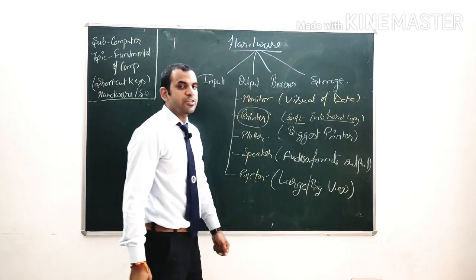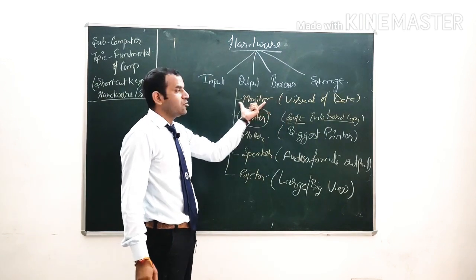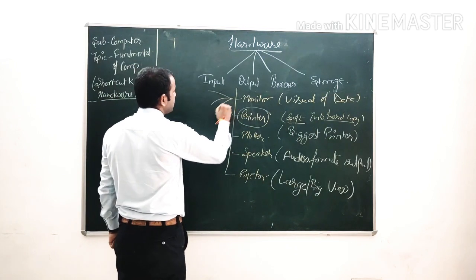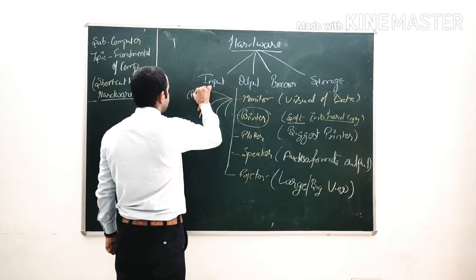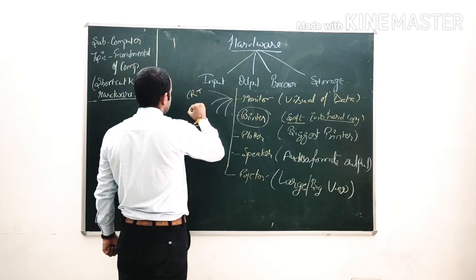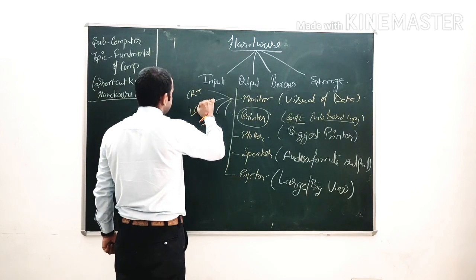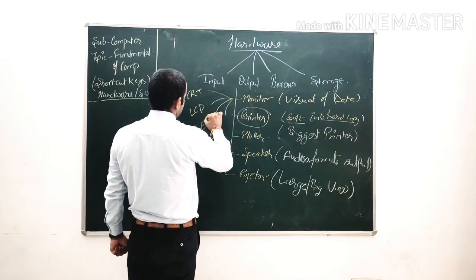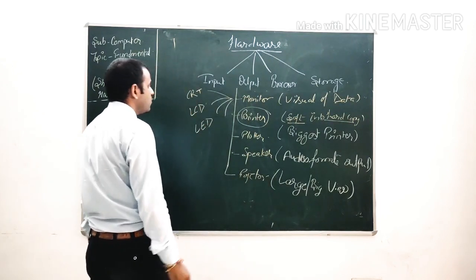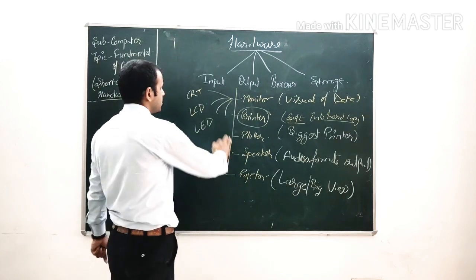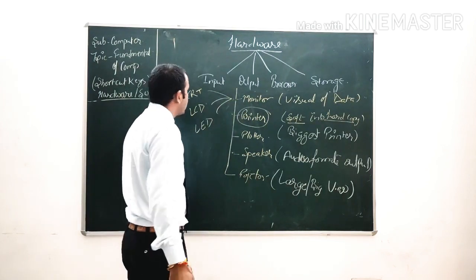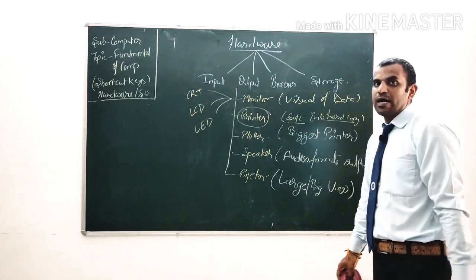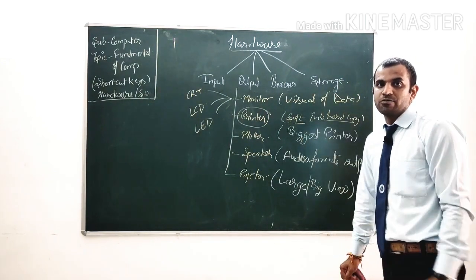To see the visual of all the data available in the computer system, you will use the monitor. We are talking about monitors, there are so many types of monitors, like CRT, LCD, LED. So these are the types of monitors, so many types. So these are the output devices, you have to learn these, you have to know about this.